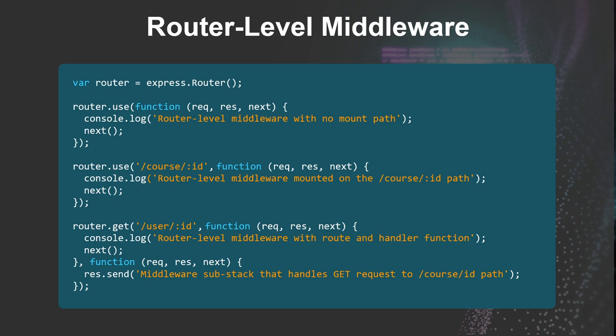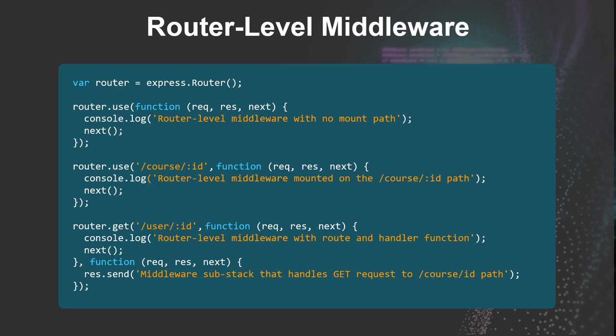The next one is the router level middleware. This one works almost the same way as the app level middleware, using the use and the HTTP methods as well, except it is bound to the instance of express.Router and not the express app. So the code is very similar. The only difference is we switch from app to router.